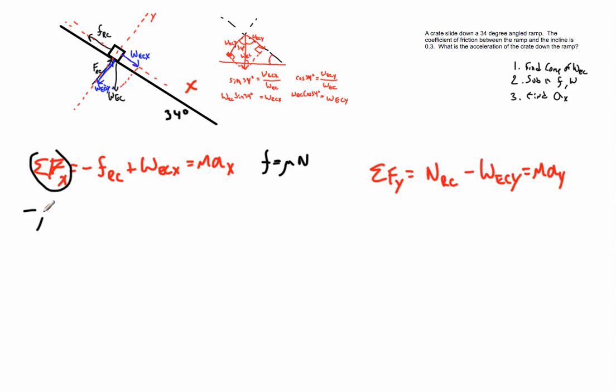So minus mu times the normal force, ramp on cart, minus, and this is going to be W_EC times sine 34 degrees. That'll equal m a_x. Notice one of the things I'm doing is some algebraic substitution. We'll pick up the rest of the solution in the third video.